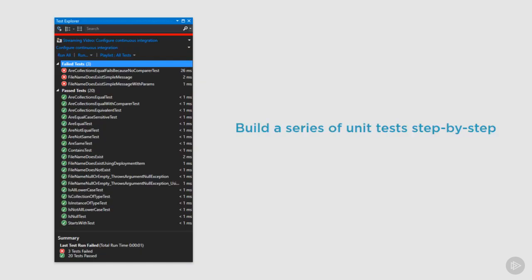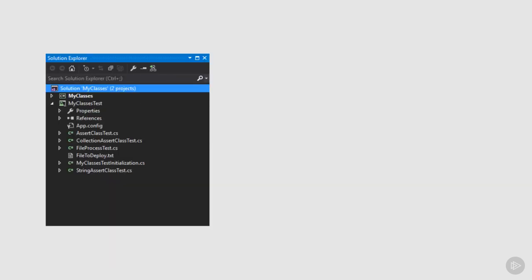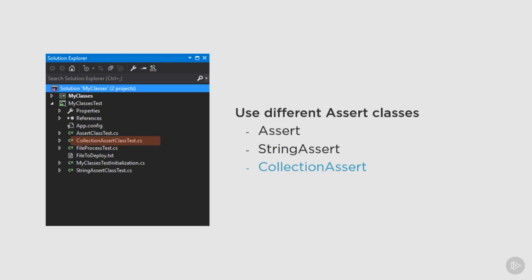We're going to build a series of unit tests step by step, and then we're going to run those tests and see them either succeed or fail. On the left-hand side here, you can see an example of the Test Explorer window that shows all of the past tests and maybe what tests have failed that you would then need to go back in and, of course, fix up. In this course, we're also going to take a look at some of the different assert classes. So we're going to look at assert, string assert, and collection assert. These are all different classes that we use to test various operations that might occur in our various methods.